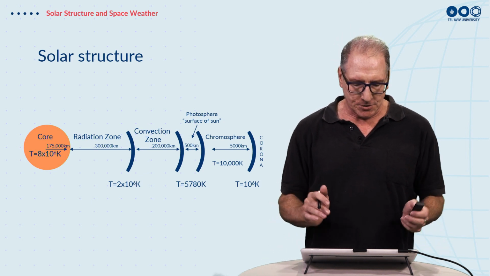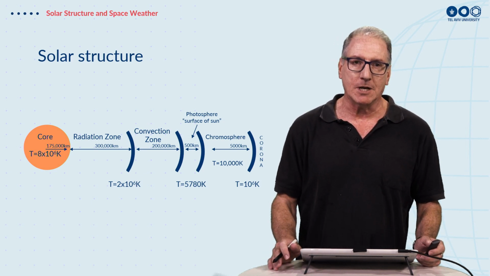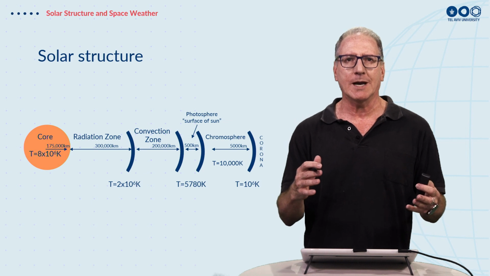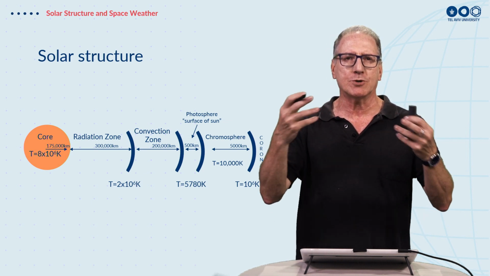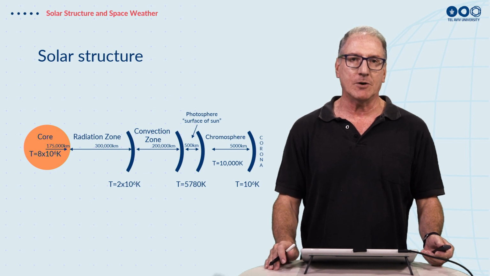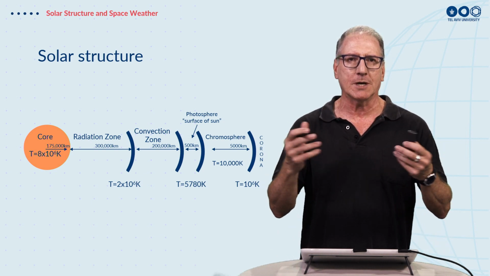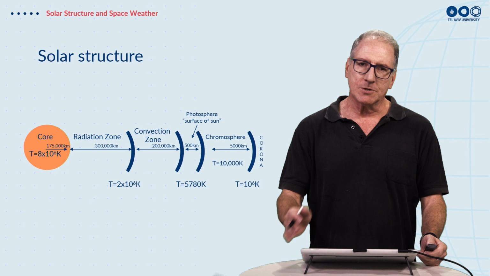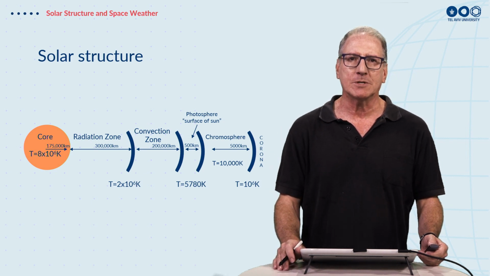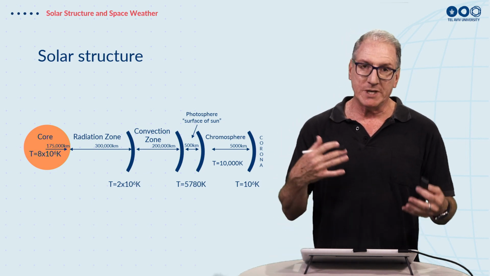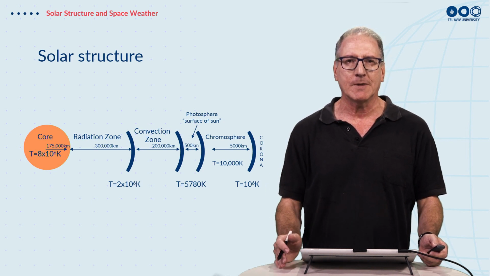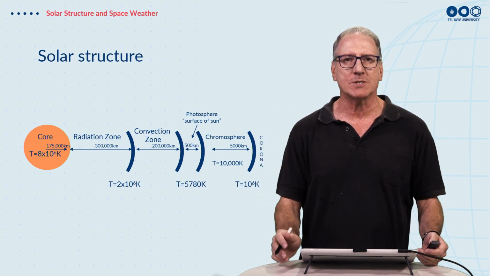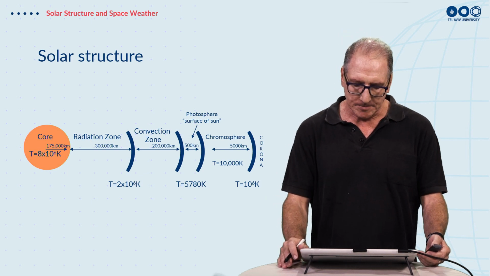This goes out to a distance of about 300,000 kilometers, and then we have the convection zone. The convection zone is where we have the physical motion of material, like you can think of the boiling of water in a pot, and this goes for another 200,000 kilometers until we get to what we see as the surface of the sun. This we call the photosphere. This is where the light is coming out from the sun and arriving at the Earth.